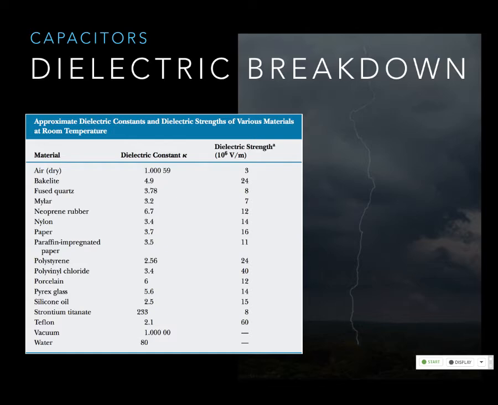What is impregnated paper? Paraffin impregnated paper. It's when a candle and a paper have a baby. No, it's just wax paper.